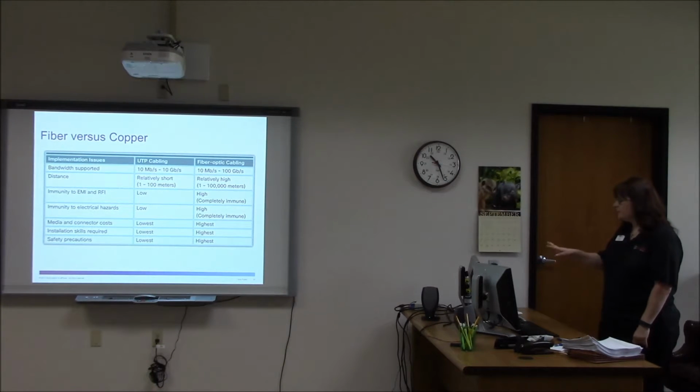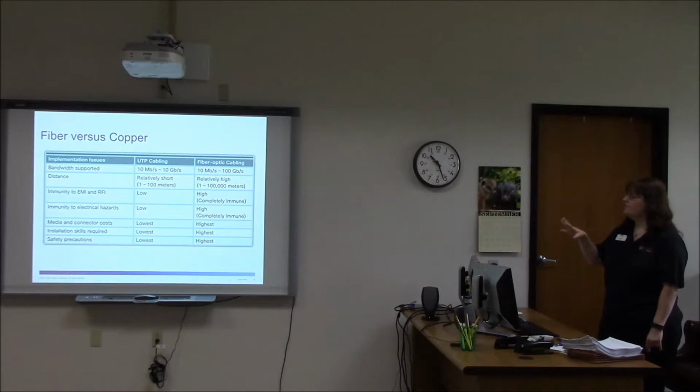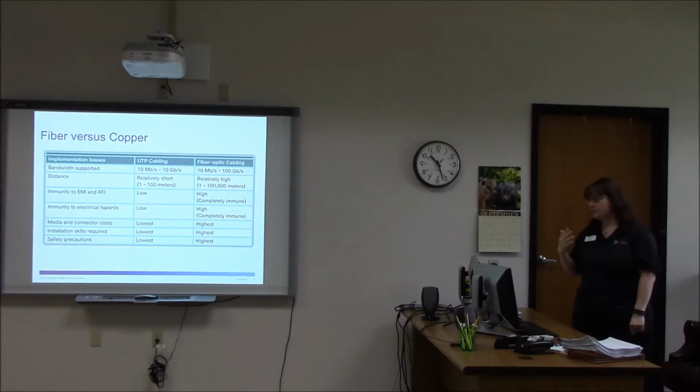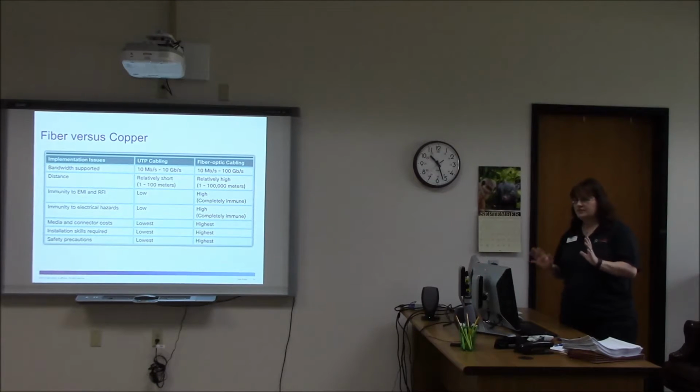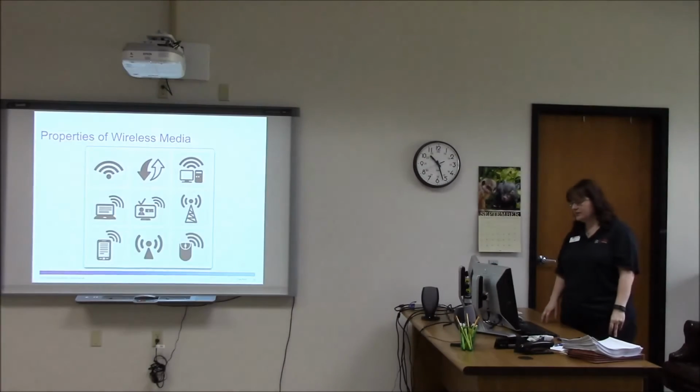So here's kind of a chart for fiber versus copper cabling and what the difference is. So fiber optic has a higher bandwidth. It's got a high immunity. It's completely immune to EMI, radio frequency interference. Different safety precautions and the converter cost. So that's when you look at the difference between the two, there's quite a bit of difference.